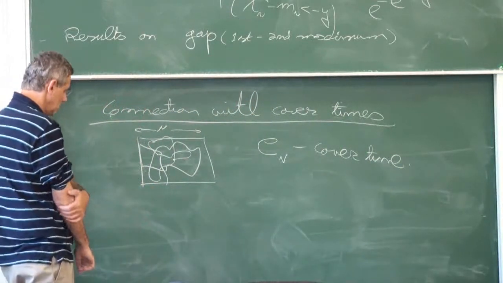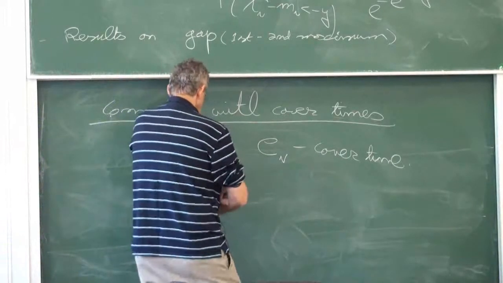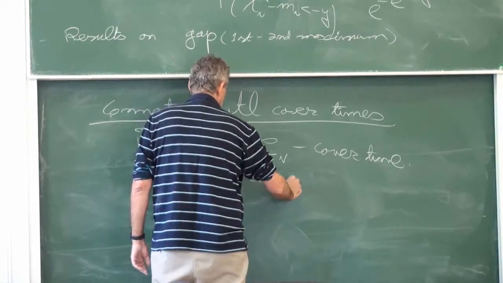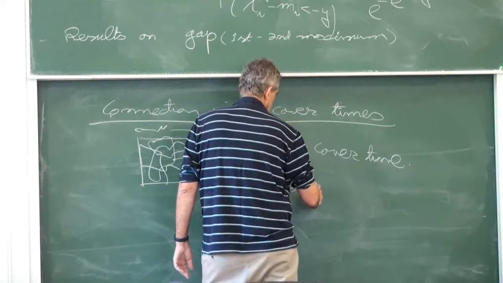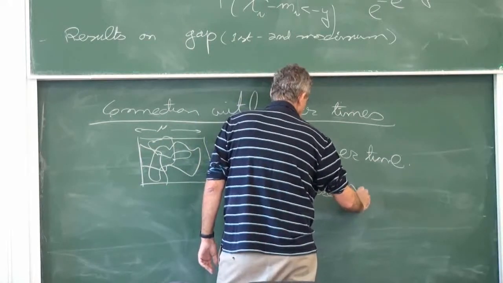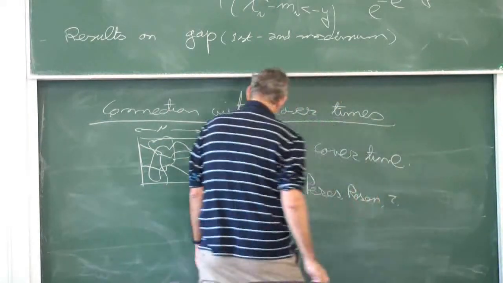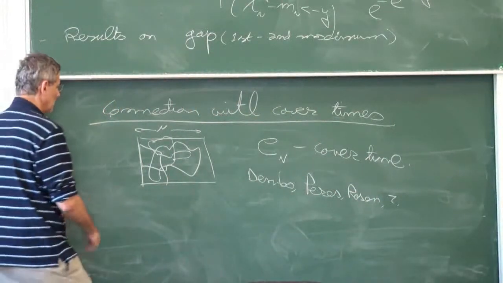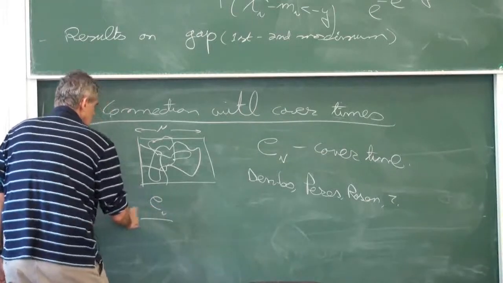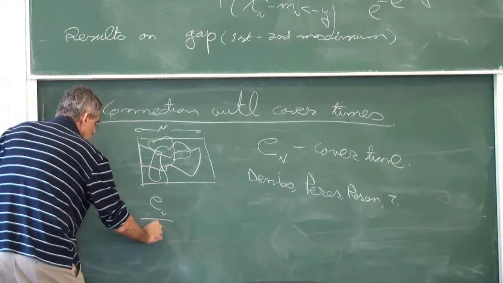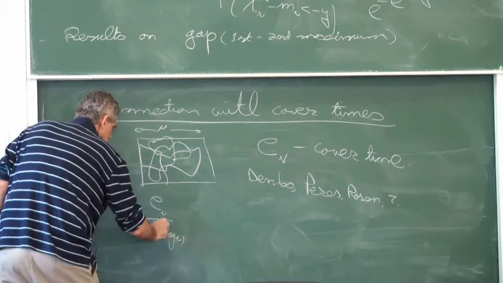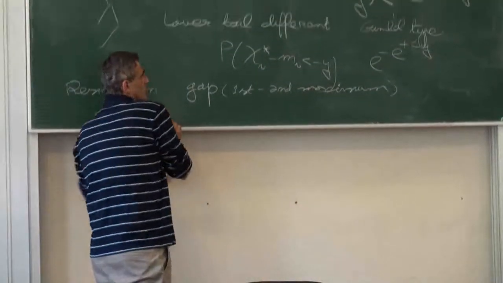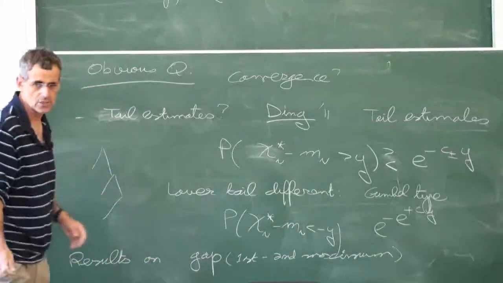And about 10 years ago, Dembo, Peres, Rosen, and myself proved a law of large numbers for Cn. Namely, Cn divided by n squared times log n squared converges to a constant, and I don't remember the constant except that it has 2 and pi in it.